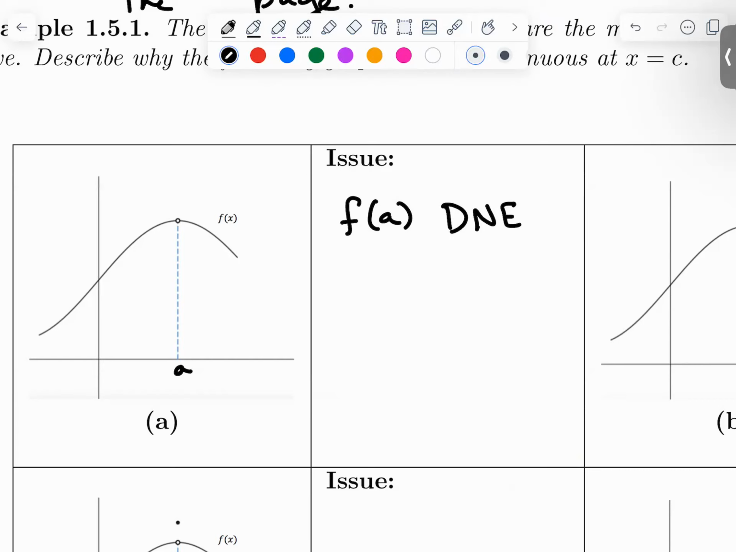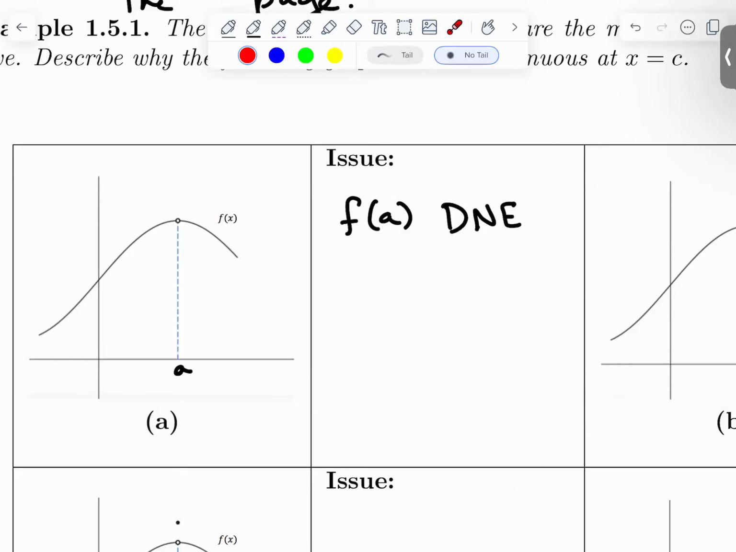The limit does, right? Because as you approach it from both sides, it'll equal that y value, whatever it may be. And so intuitively, if you're tracing along the curve, once you get to a, you have to lift your pen off the page and then redraw it.